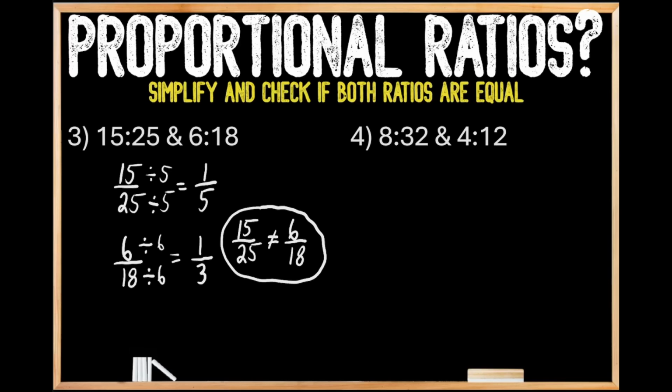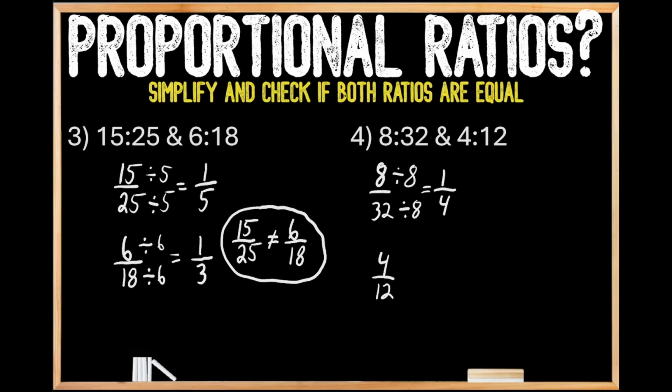Now moving on to our last problem, where this time we have the ratios of 8 to 32 and 4 to 12, and we're going to figure out if these ratios form a proportion. For the first ratio of 8 to 32, both of these terms share the greatest common factor of 8, so we're going to divide both terms in this ratio by 8 in order to simplify our first ratio. When we divide 32 by 8, we get 4, and when we divide 8 by 8, we get 1 for the simplified ratio of 1 to 4.